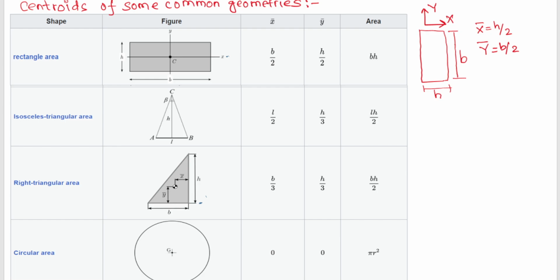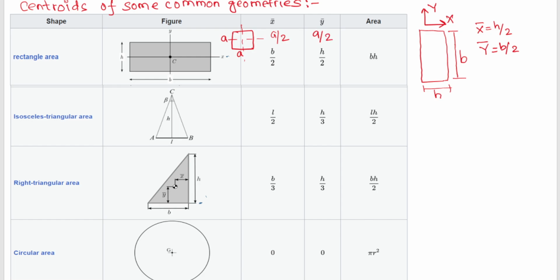So similarly, if I have a square of sides A and A, its x bar and y bar position will be, again you can see we have an axis of symmetricity, A by 2 and A by 2.